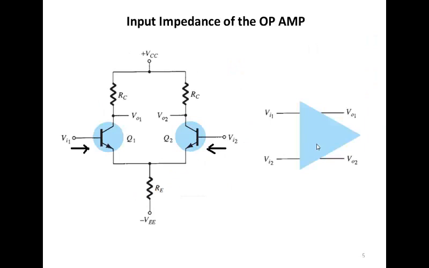So this was the differential amplifier, and it has two inputs and two outputs, and out of these two outputs any one of them can be taken as the output of the differential amplifier.